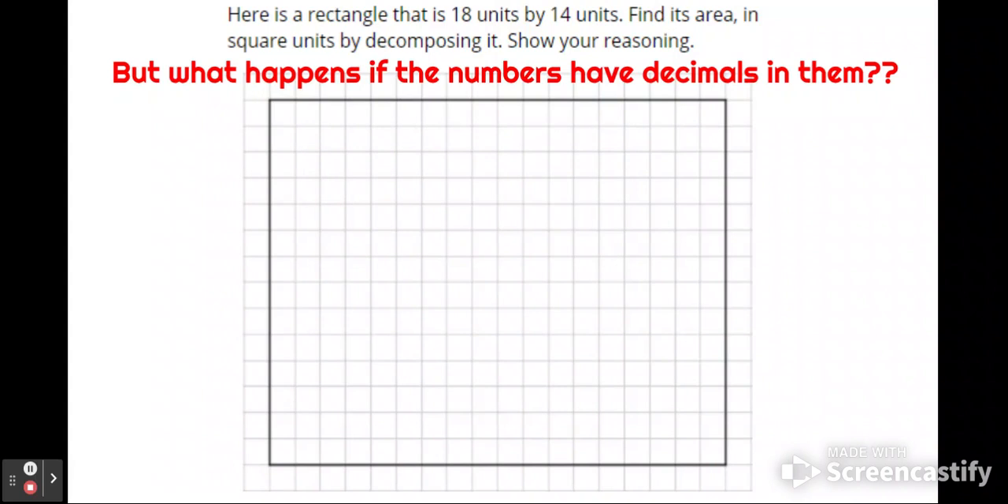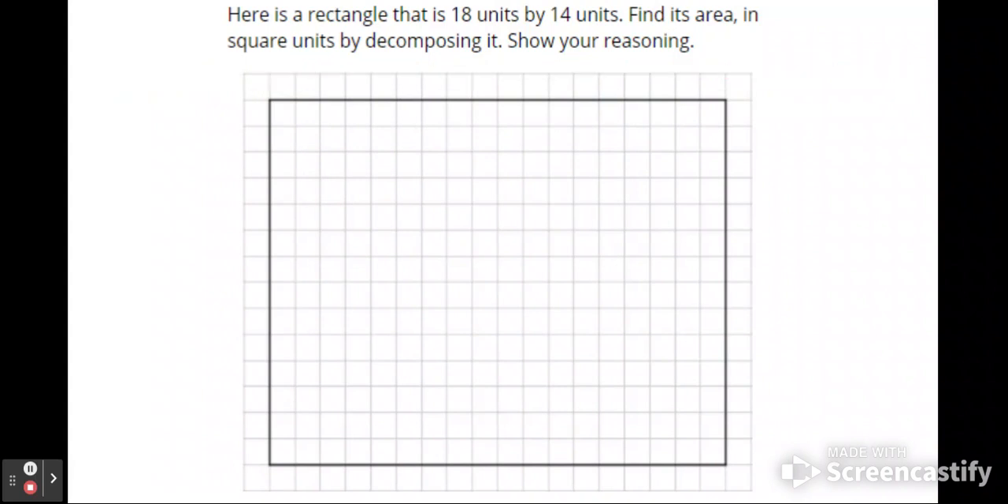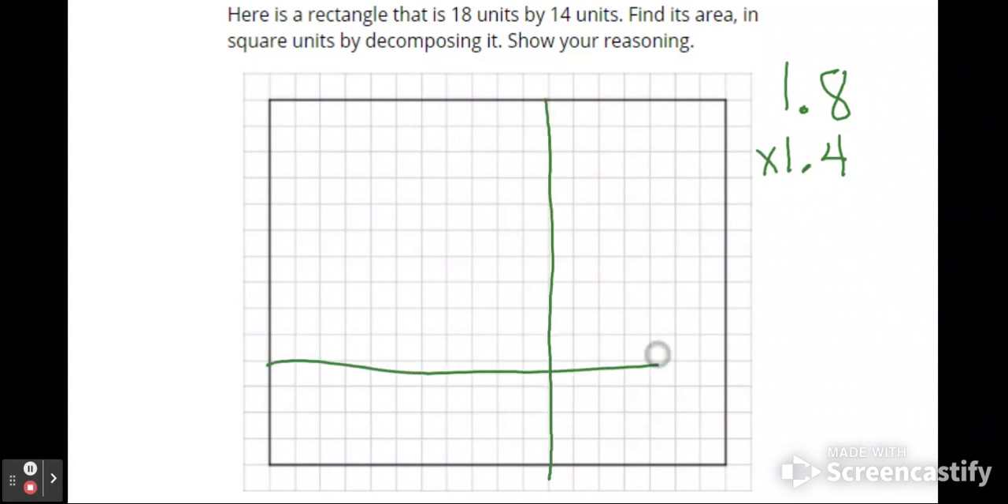But what happens if the numbers have decimals in them? Let's say that instead of 18 times 14, I'm now looking at 1 and 8 tenths times 1 and 4 tenths. Can I use the same method? Yes, you absolutely can. And it's set up much the same way. I'm still going to break it into 4 different rectangles. Only this time, as I break it into place values, the numbers are slightly different because I'm now going to have numbers that are in decimals.